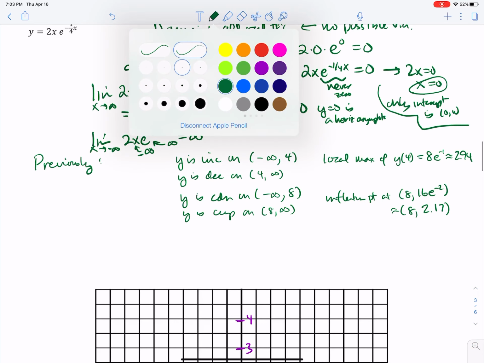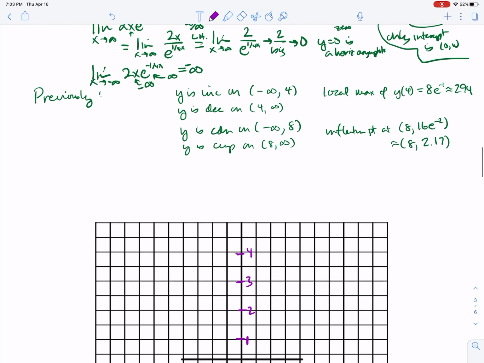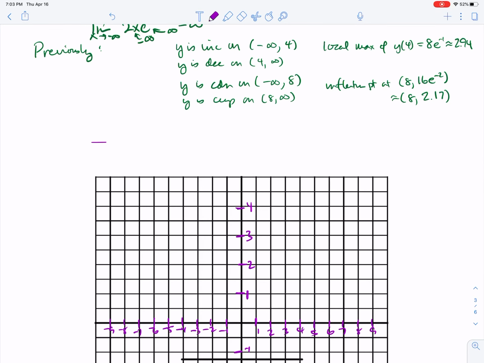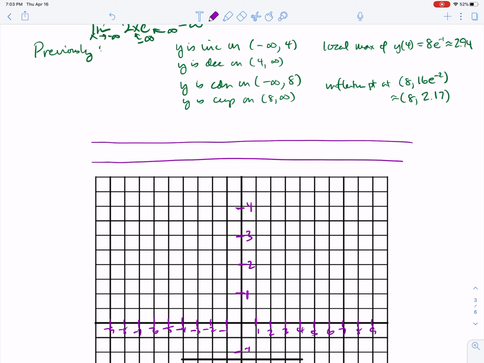So let me draw my axes here, or my lines above my graph. Not too much to fill in this time. So I've got something here, I've got a change at 4. And on one side, it's increasing, and on the other side, it's decreasing. And then my other change is way out here at 8, where I go from concave down to concave up.